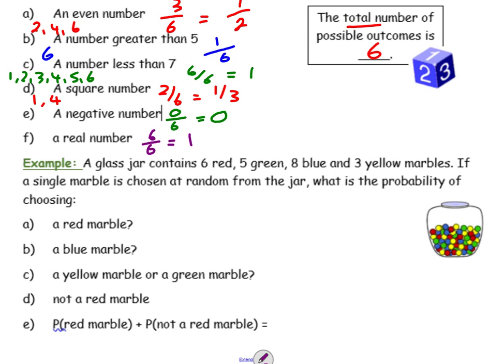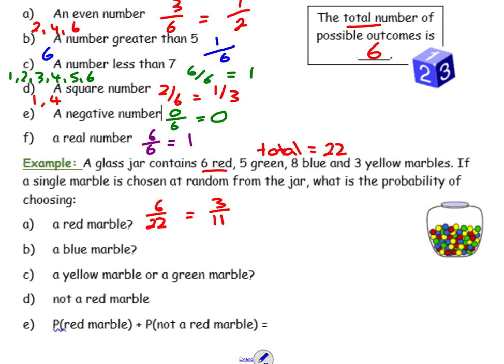Another example: a glass jar contains 6 red, 5 green, 8 blue, and 3 yellow marbles. It's always worth working out the total. Total equals 6 plus 5 plus 8 plus 3, which equals 22. If a single marble is chosen at random from the jar, what is the probability of choosing a red marble? There are 6 red marbles. So write 6 over 22 to begin with, and then simplify your answer. You can divide the top and bottom by 2. It's always good to simplify in a second step and have the unsimplified answer first, just in case you make a mistake in simplifying, the examiner might overlook your simplifying mistake.